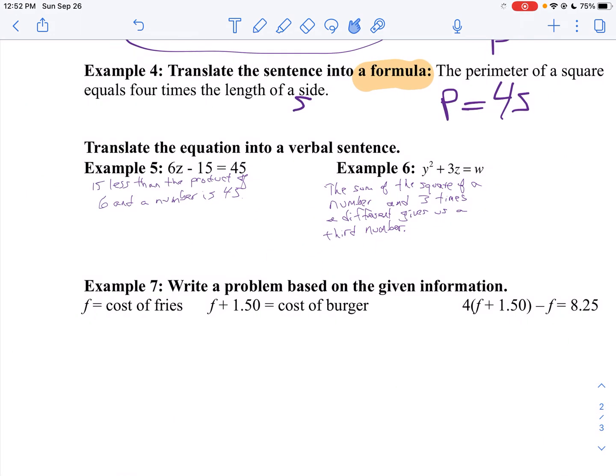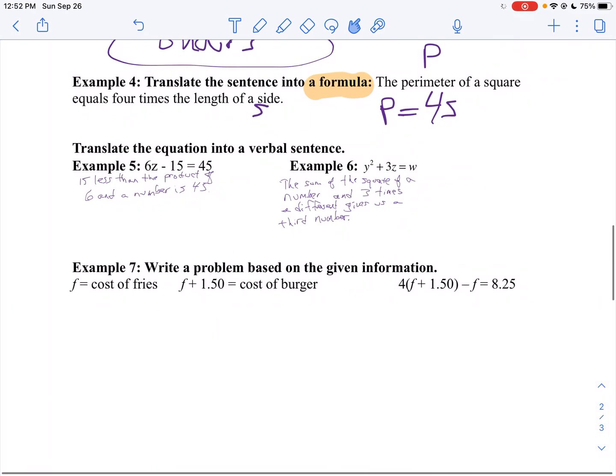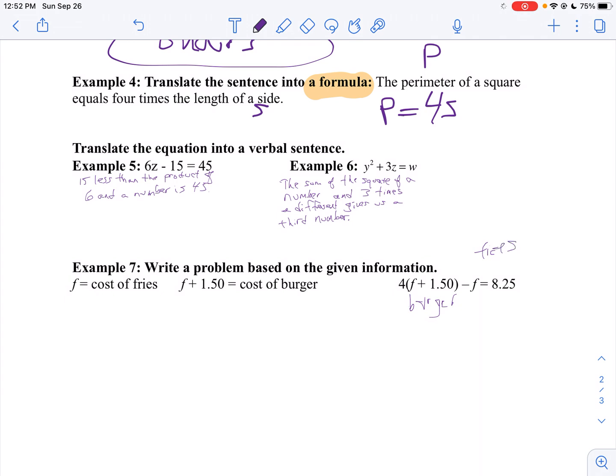Now in example 7, it says write a problem based on the given information. So F is the cost of our fries. F plus 150 is the cost of a burger. So according to this equation, I've got 4 times F plus 150. Well, F plus 150 is my burger then, isn't it? And F is the cost of the fries. So it looks like I'm doing a bill here.